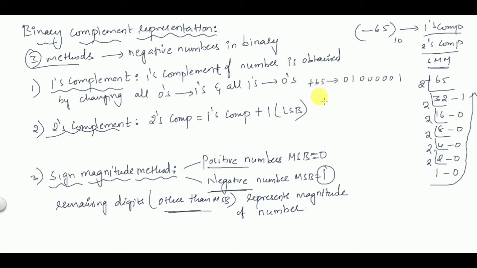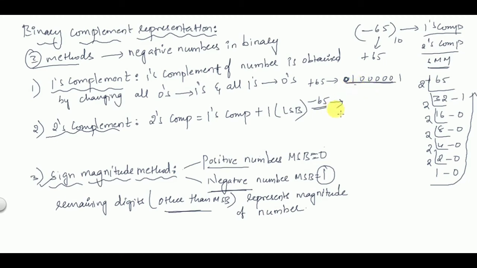So if you want to write minus 65, I have taken the bits in reverse order and kept the MSB as 0, because we have to convert this into sign magnitude as well. So if you want to find minus 65 in ones complement method, what you have to do is find the binary equivalent of plus 65. That is what we have found here in the first step.